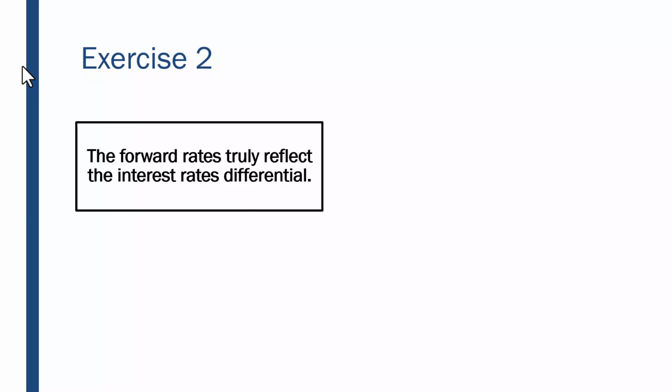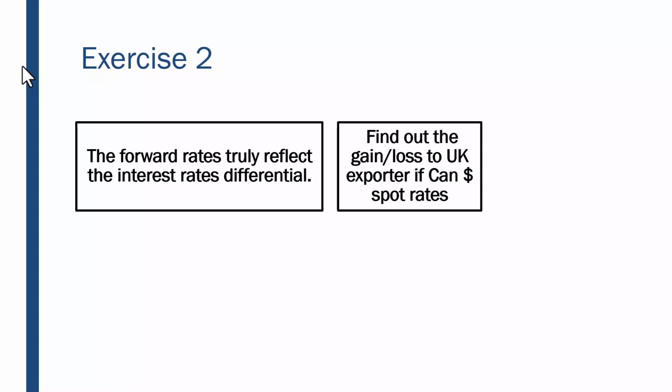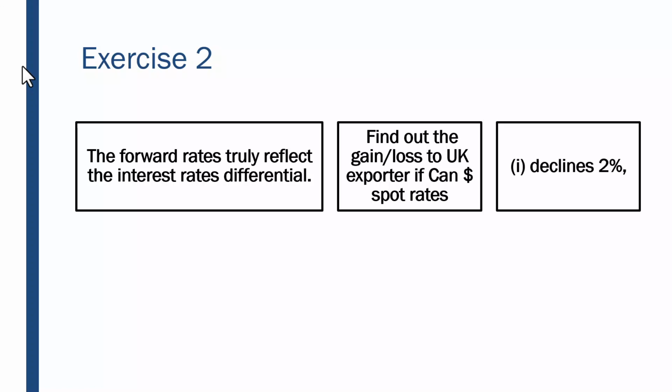Now, the forward rates truly reflect the interest rate differential. Now he says that the forward rates truly reflect the interest rate differential. So that means whatever is the interest rate differential, they will hold good. So the pound is going to appreciate by 3% against the Canadian dollar. Okay. Find out the gains or loss to UK exporter if the Canadian spot rates, number one, declines by 2%.